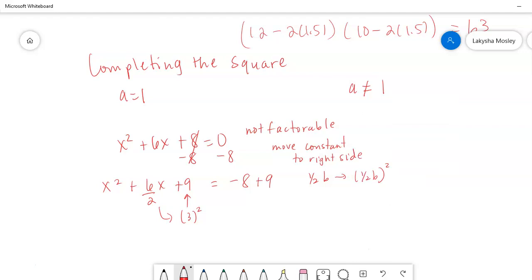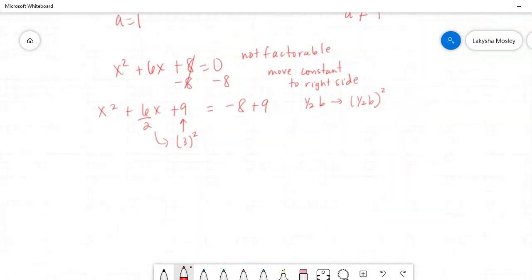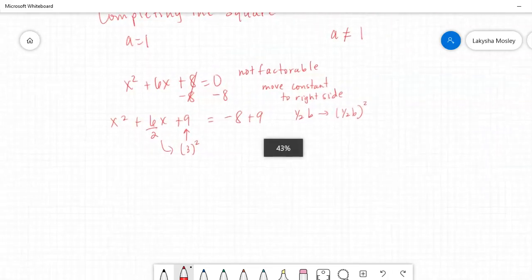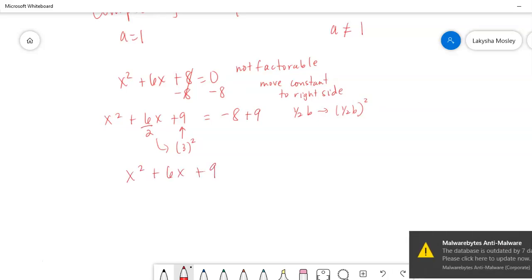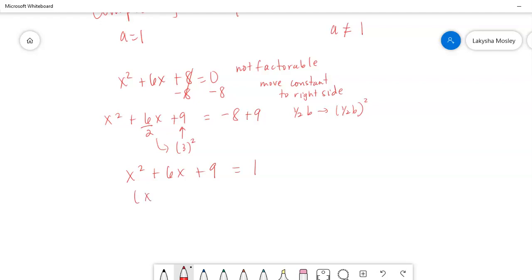Now, the part that I've tried to stress to you guys a lot is be really careful that you do not try to rewrite the statement as x squared plus 3x. No, leave that 6x there. So when we rewrite this, we get x squared plus 6x plus 9, because now this becomes factorable, equals 1. The left side factors into x plus 3 squared is equal to 1.